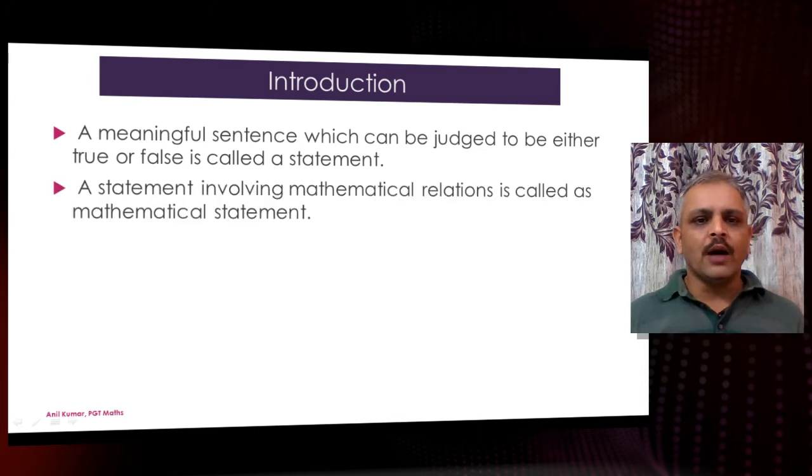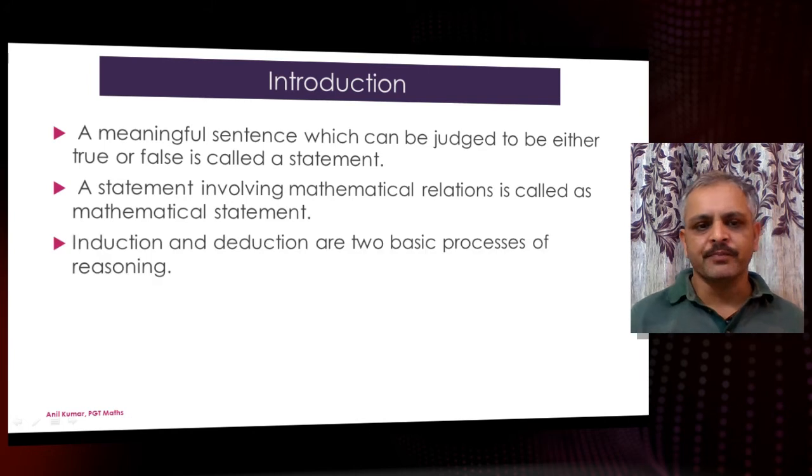Now, a statement which involves mathematical relation is called a mathematical statement. That means it involves mathematical signs, symbols, everything. That is a mathematical statement. So to prove any logic, whether it is correct or wrong, there are two ways: induction and deduction are two basic processes of reasoning. So let's discuss them in detail. What is that induction and deduction process?